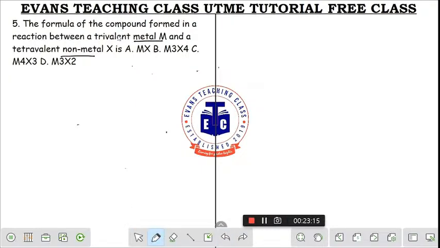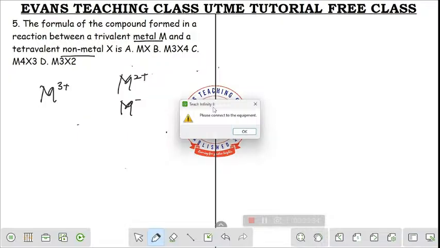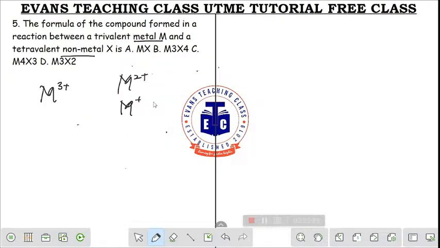So the formula of the compound formed in the reaction. I told you that I've established the fact that trivalent metal, they don't say trivalent. When something is trivalent, it means it will carry 3 plus. If they say divalent, it means it will carry 2 plus. If they say monovalent, it will carry plus. Do you get? If they say tetravalent, although I don't see something like 4 plus before. Do you get?